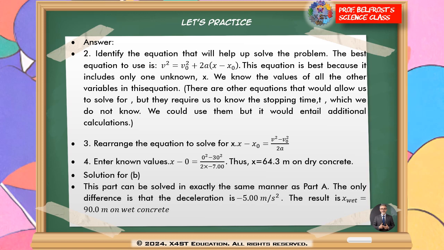For B, actually, it's not that different. We just need to change the value, and we expect the value to be 90.0 meters on wet concrete.